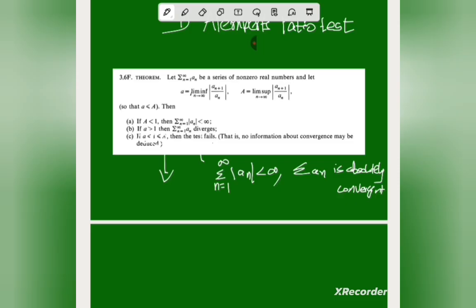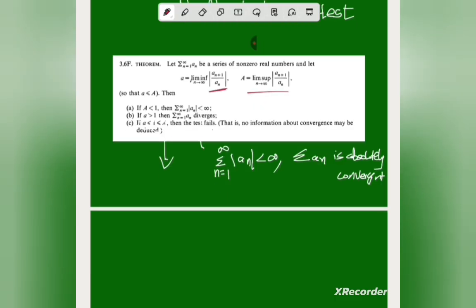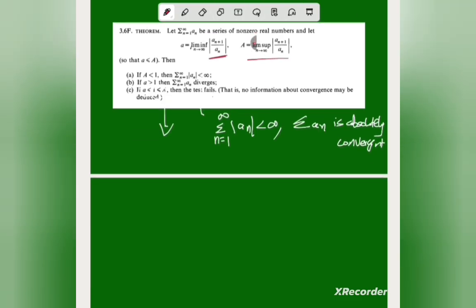By finding the ratios, we are going to calculate the series nature. That's why this is called the ratio test. So let us see the proof of this theorem. Let me use the conditions.